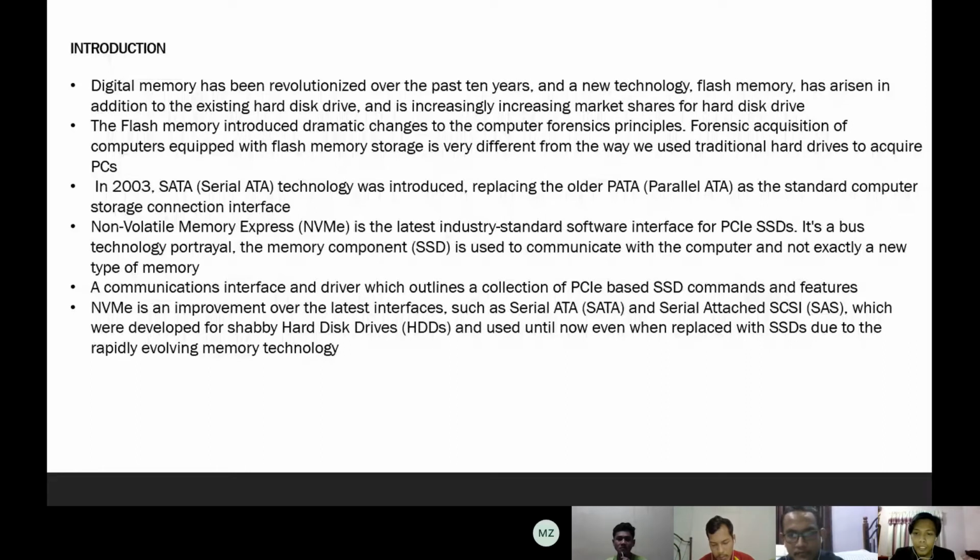NVMe is the latest industry standard software interface for PCIe SSDs. It's the past technology portrayal. The memory component of the SSD is used to communicate with the computer, and it is not exactly a new type of memory. It comes in two form factors: one is M.2 or a PCIe expansion card, and the other is a 2.5-inch U.2 connector, which were developed for the old hard disk drive and used until now even when replaced with SSD due to rapidly evolving memory technology.